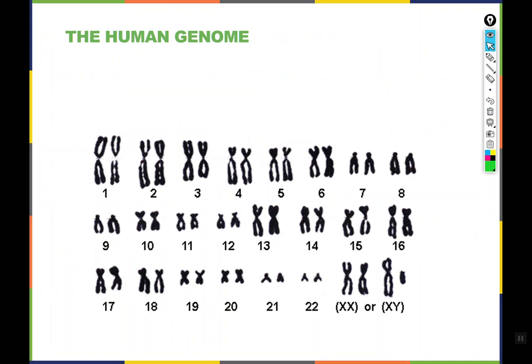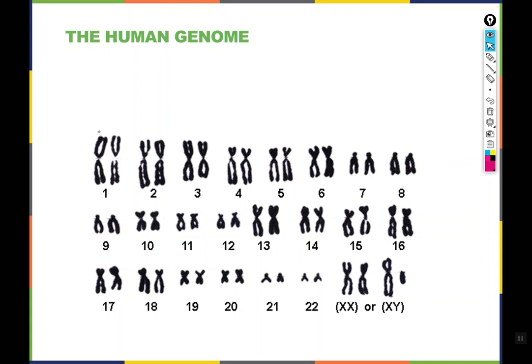So here we have an example of the human genome. This is all 22 pairs of autosomes and the sex chromosomes, either XX or XY. So our total number of chromosomes is 46. And with these chromosomes, you get one from your mom and one from your dad. Students have a hard time thinking about the specifics of chromosomes and karyotypes and what they mean.